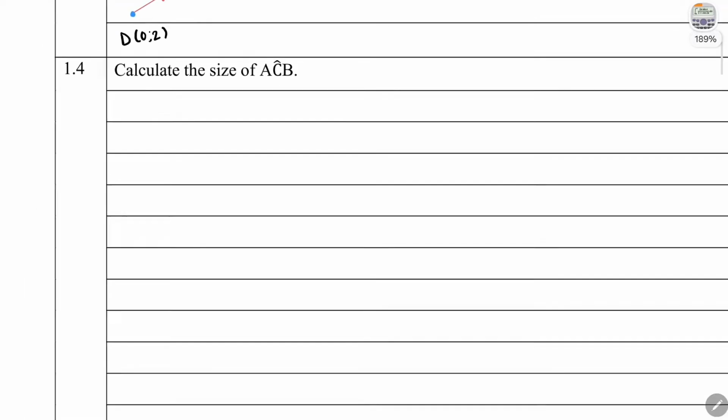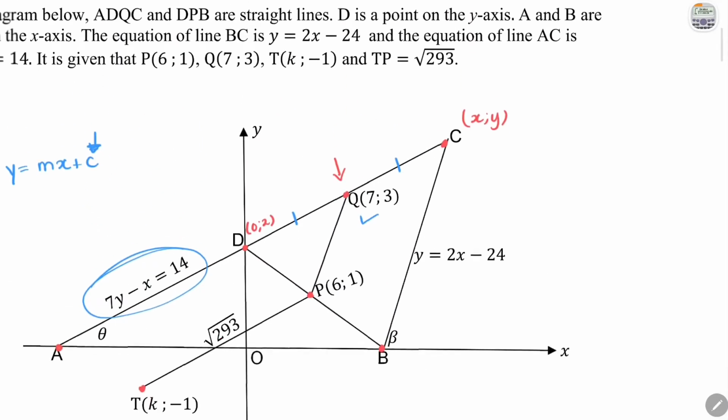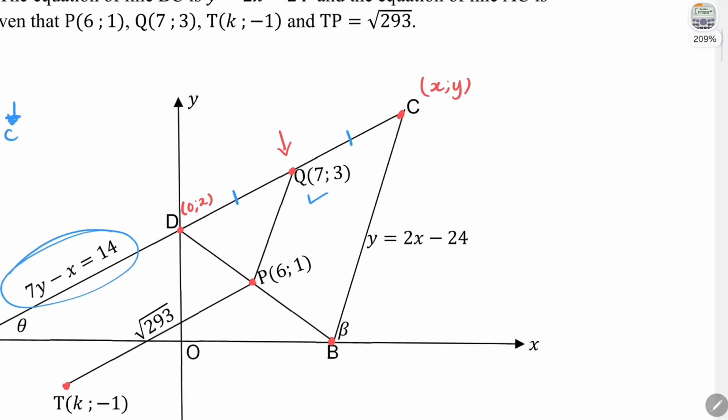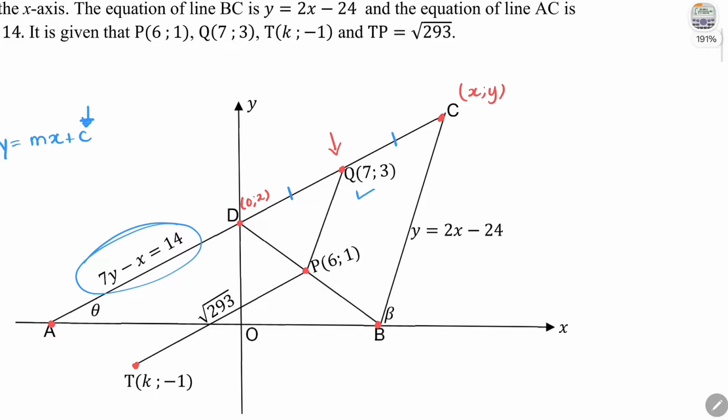Question 1.4 says, calculate the size of angle ACB. Let's see what that looks like. So ACB is this angle over here. How do we find that? Do you see that it's created using lines with equations that we have, or at least the gradients? We will specifically use their gradients. Let's extend these lines. If you extend AC and then extend BC, do you see what it creates? There's the angle they're referring to, ACB. It's this angle because they're vertically opposite, so they're the exact same size.